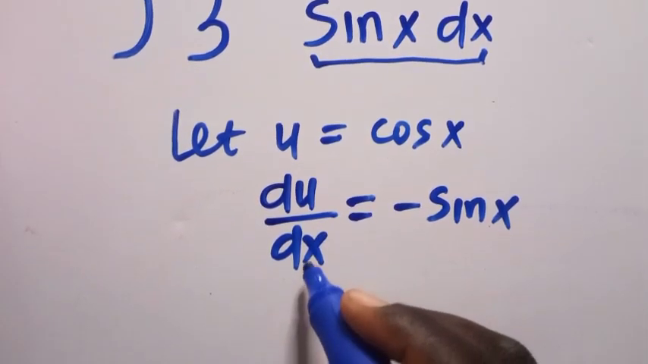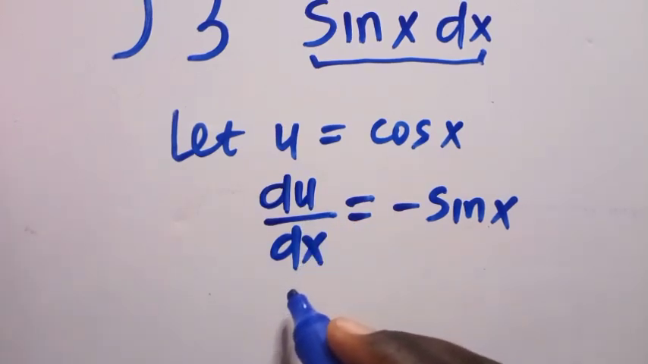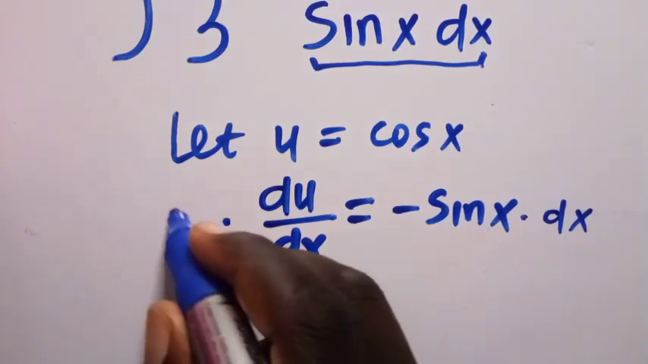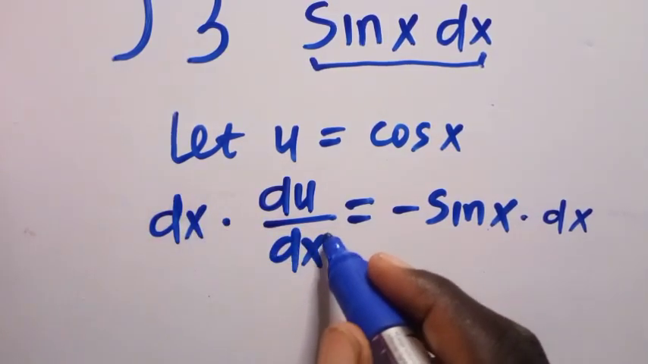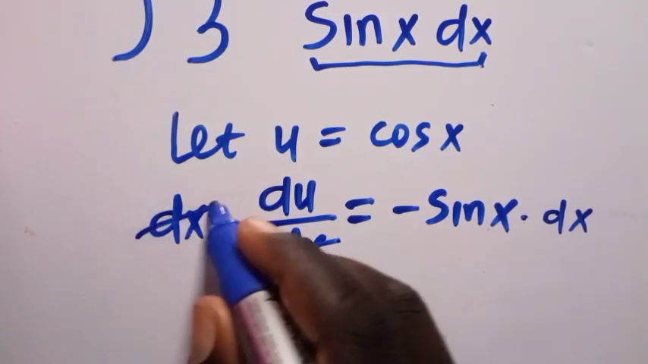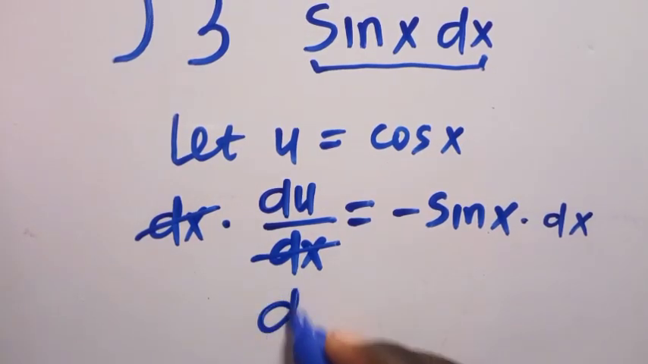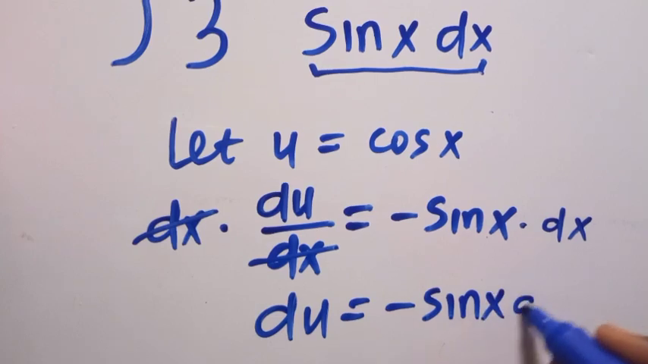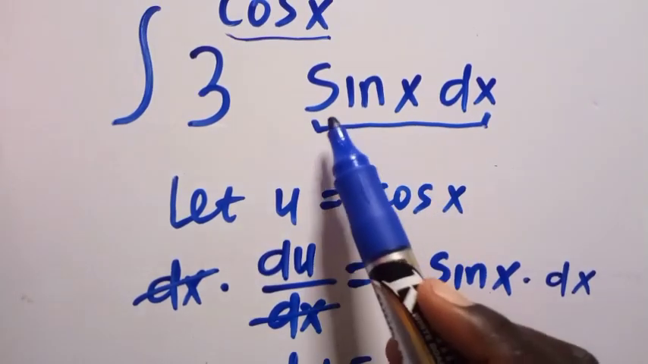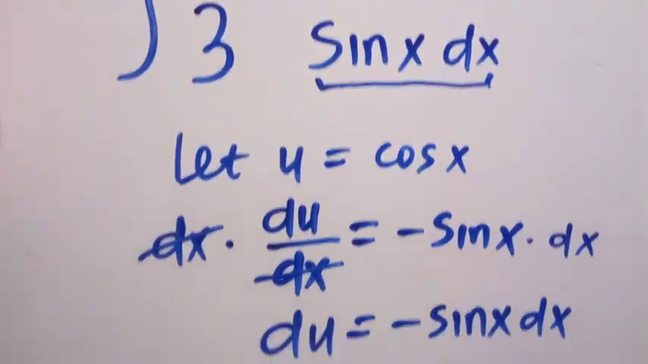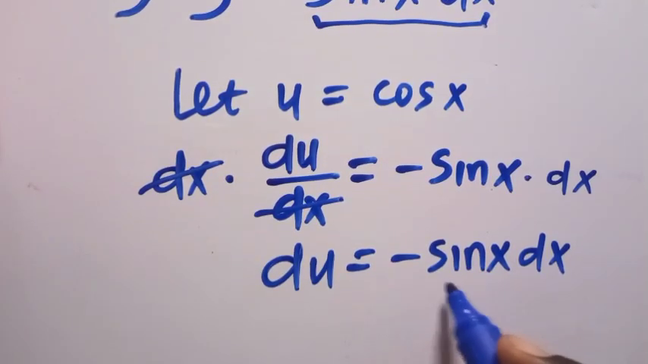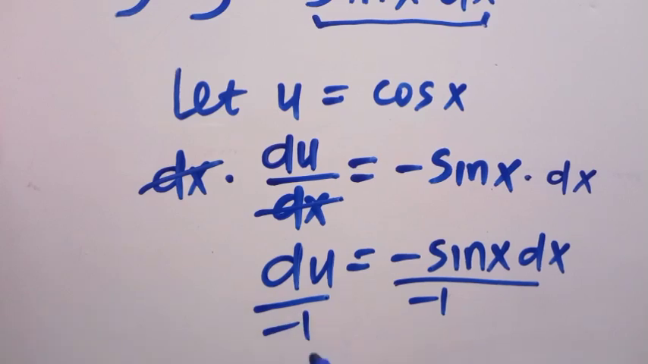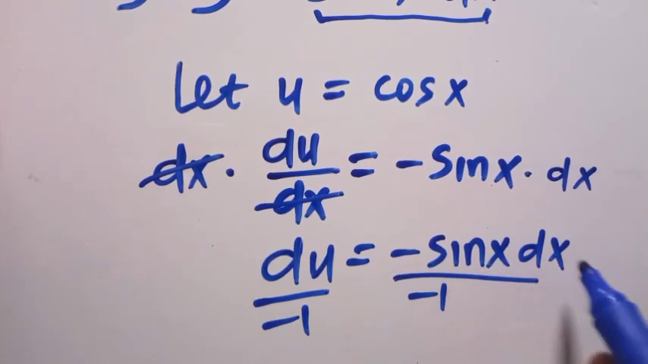Therefore, if I make du the subject, then I will multiply by dx on both sides. And if I multiply by dx on both sides, then this one and this one simplify. And therefore, I have du as negative sine x dx. Still, I have not gotten sine x dx. And therefore, at this point, I have to divide by -1 so that I remain with sine x dx.